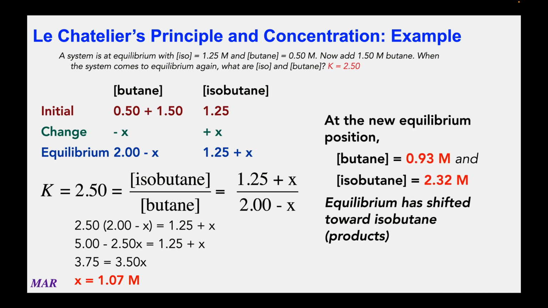So, at the new equilibrium position then, the butane is 2.00 minus x, 2.00 minus 1.07, and that comes out to be 0.93. The isobutane will be 1.25 plus x, so 1.25 plus 1.07 gives you 2.32. So we ended up once again with more isobutane than butane, which is good because our equilibrium constant K is greater than 1. It's going to be product favored. But it has shifted the reaction towards the products, towards the isobutane. So adding a bunch of butane just ended up in the long run making more isobutane, which is kind of cool to know.